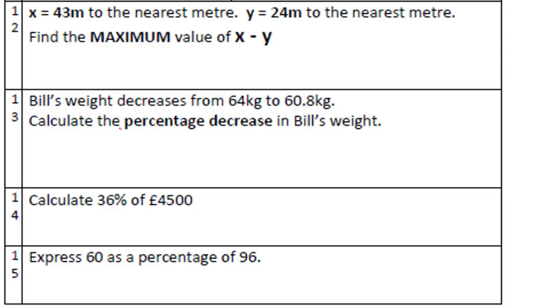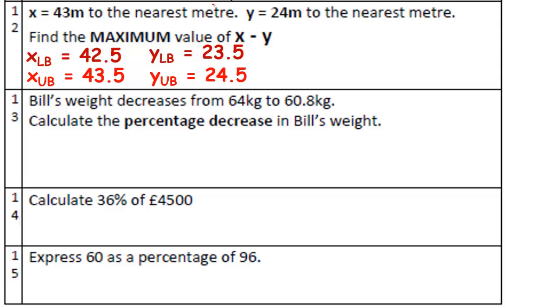Question 12. This is about upper and lower bounds. So x is 43 meters measured to the nearest meter. Y is 24 meters measured to the nearest meter. Find the maximum value of x minus y. So let's actually write down a couple of things. The lower bound for x is going to be half a meter less than 43, so 42.5. It's going to be half a meter above 43 for the upper bound, so 43.5. Similar thing with y. Y's lower bound is going to be 23.5 and y's upper bound is going to be 24.5.